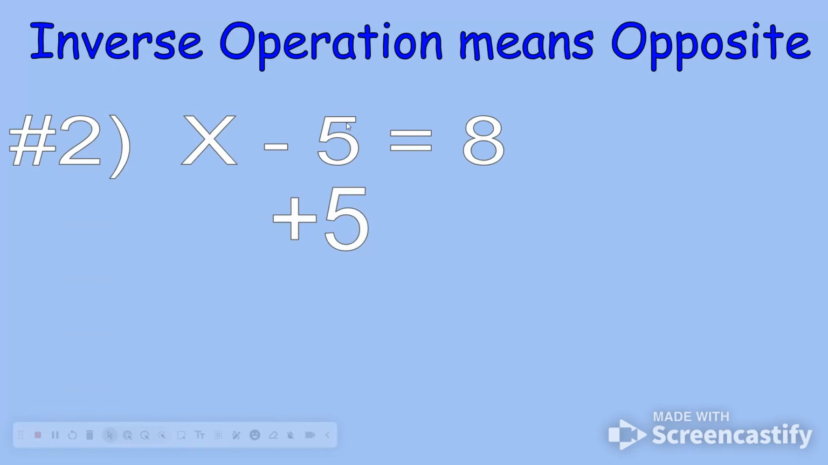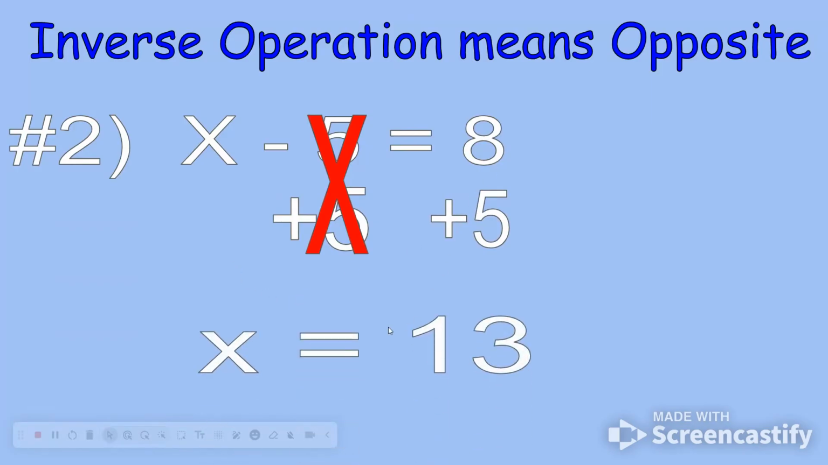Because if you take negative 5 and you add 5 to it, negative 5 plus 5 is 0. Okay, it completely cancels out. And if we add 5 to the left, we have to add 5 to the right. We have to keep the equation equal. Whatever we do to one side, we have to do to the other side. Okay, and since negative 5 plus 5 is 0, x is by itself, and we do 8 plus 5 to get 13.